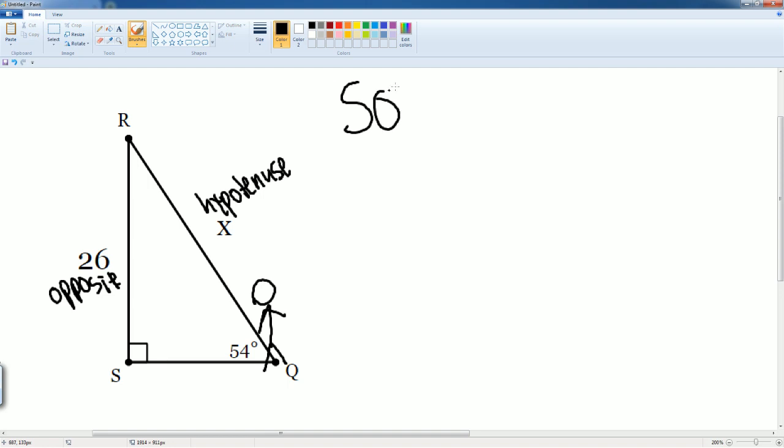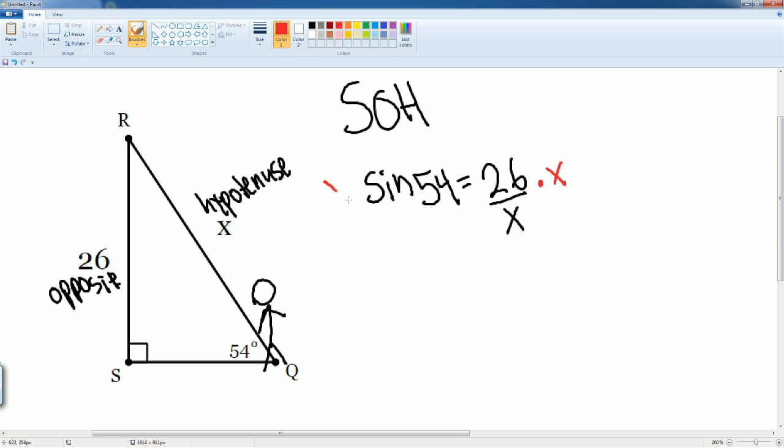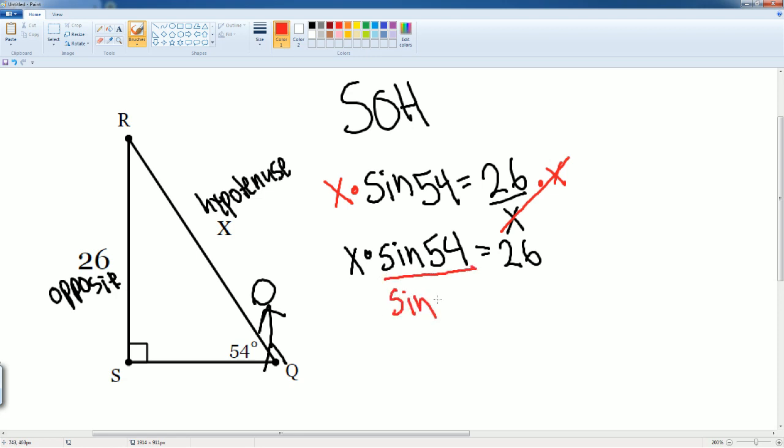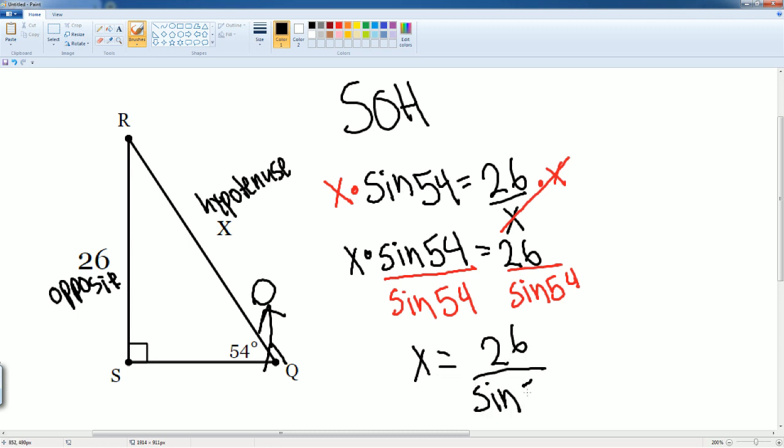sine opposite over hypotenuse. So it becomes sine of 54 degrees is equal to the opposite, which is 26, divided by the hypotenuse, which is x. We're going to solve for x, so we're going to multiply by x to both sides. This is going to cancel this out, leaving you with x times sine 54 equals 26. You're basically cross multiplying here. Divide by sine 54 to both sides, so you can get the x alone. So x is equal to 26 divided by sine of 54 degrees.